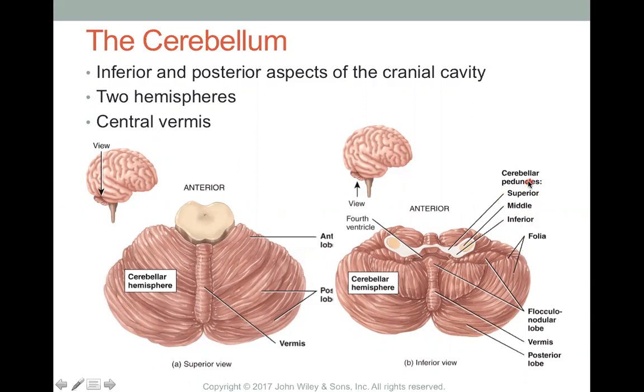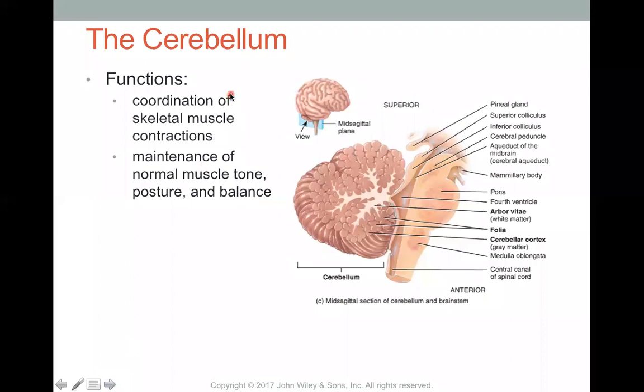So here you see these superior, middle, and inferior peduncles that are attaching it to the brainstem. And functions here include coordination of skeletal muscle contractions and the maintenance of normal muscle tone, posture, and balance. When we have injury or some kind of impairment of the cerebellum, we can have ataxia result. And ataxia is that wobbly type of loss of balance.